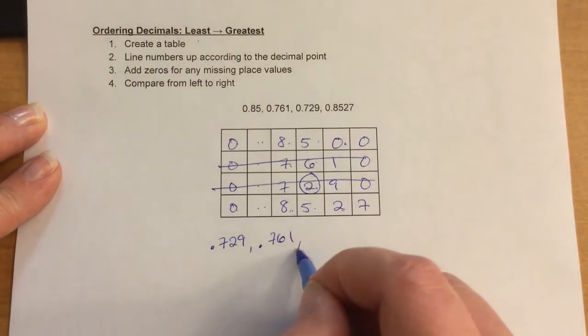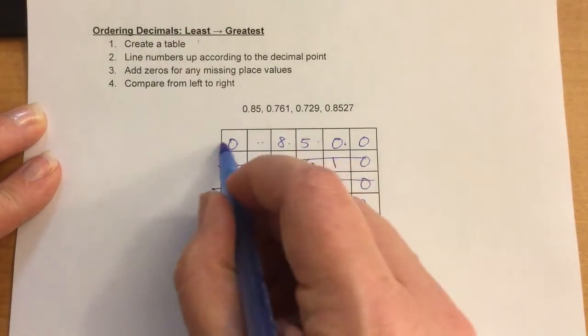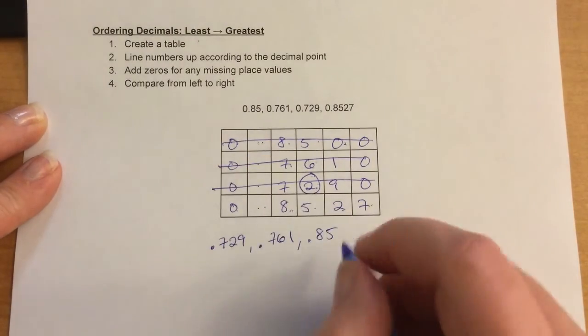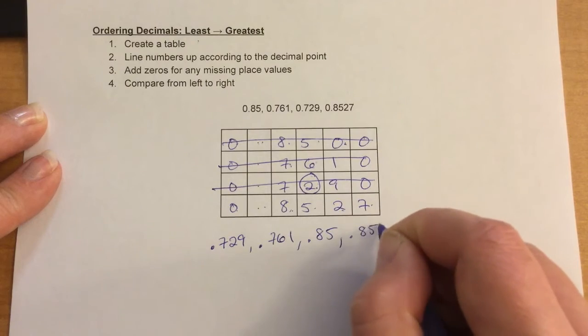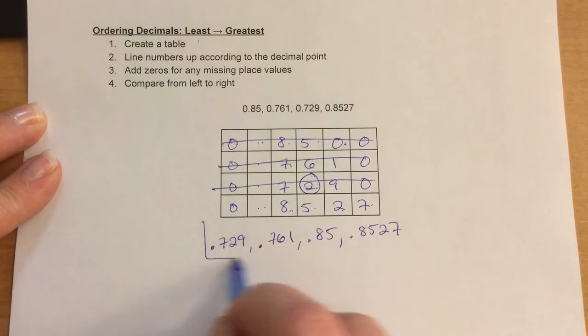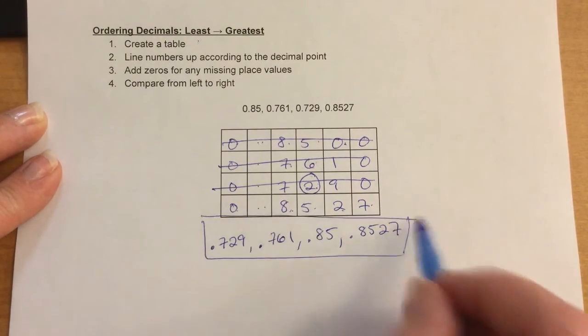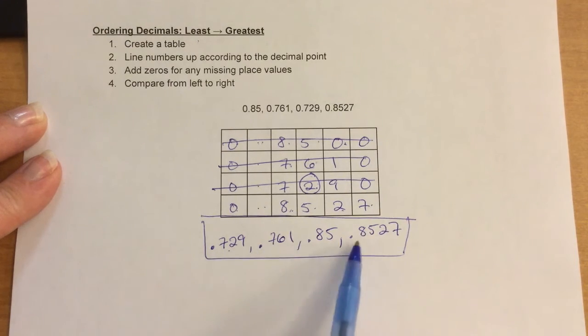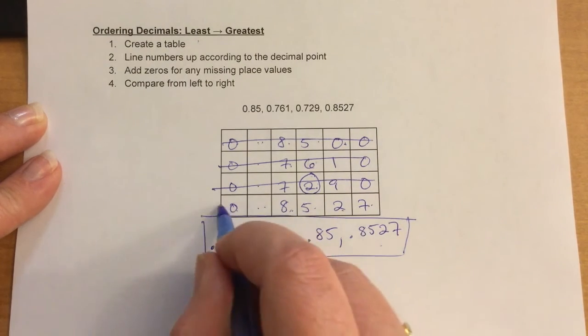So now 0.85 is my next smallest number, and then all that's left is 0.8527. So now these decimals are in order from least to greatest, or smallest to largest.